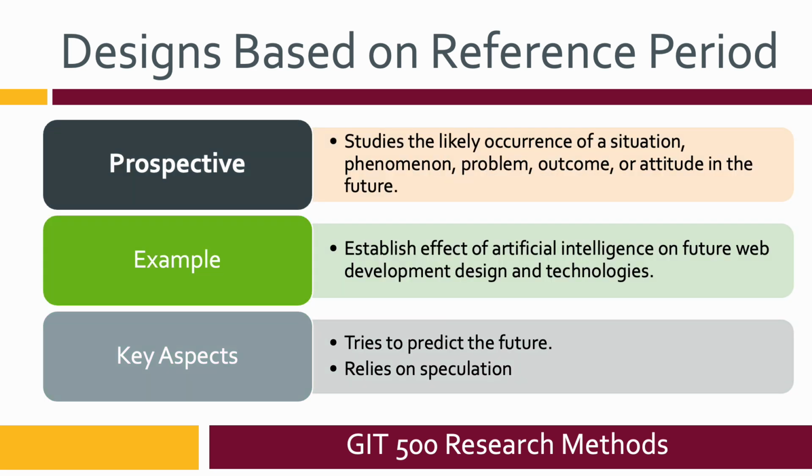Perspective is the other way. It is studies that look at the likely occurrence of a situation, phenomenon, problem, outcome, or attitude in the future. For example, you might study how to establish the effect of artificial intelligence on future web development designs and technology. How do we use AI in future web development? So the key aspect for that is it tries to predict the future, but of course it relies heavily on speculation and not always on fact.